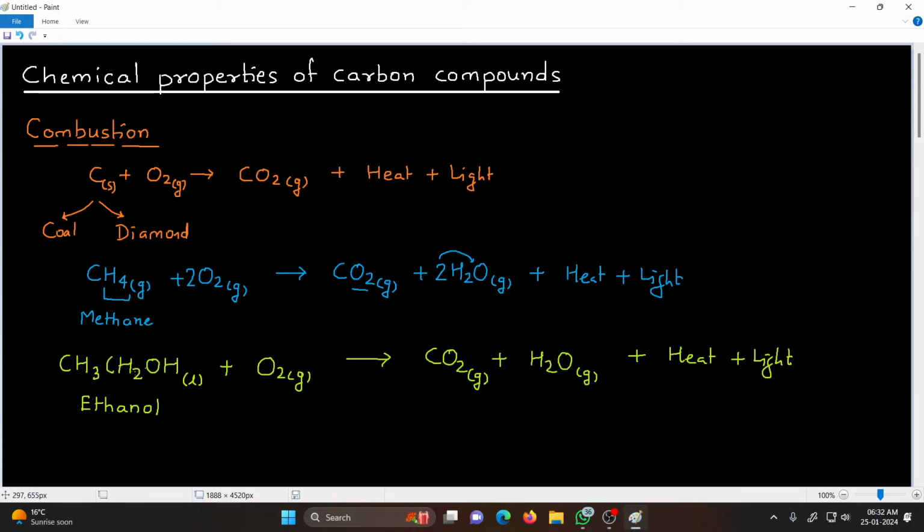We need to balance it. So there are 2 carbons on the reactant side, so we have to make it 2 here, and there are 6 hydrogens, 3 plus 2 plus 1, 6, so we have to make it 3 here. So in all we have 3 plus 4, 7 oxygen. Out of this 1 oxygen is here, so 6 oxygen remaining. So you have to write 3 over here. So this is how you balance the reaction. These are the combustion reactions.